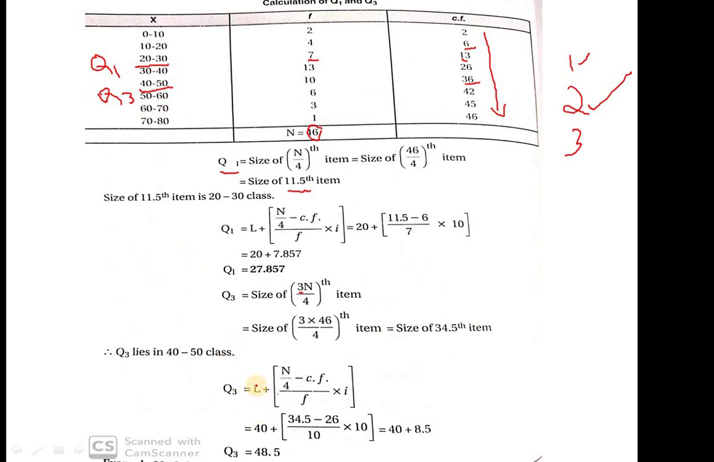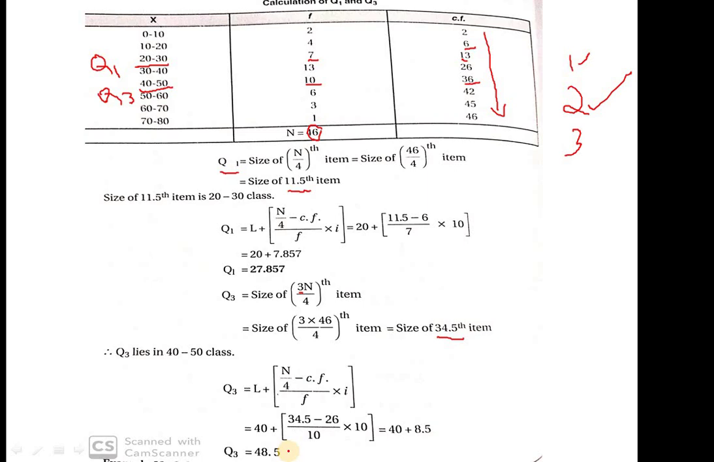So for Q3, again, L is equal to the lower limit of the Q3 class, that is 40, plus 34.5. Already we calculated the value here, 34.5, minus CF, which is 26. Here we got the cumulative frequency of the previous class. The Q3 class is 40 to 50, and the previous class cumulative frequency is 26, divided by F. F is the current class frequency, 10, into 10, the class interval difference. So we got 48.5. This is Q1 and Q3.